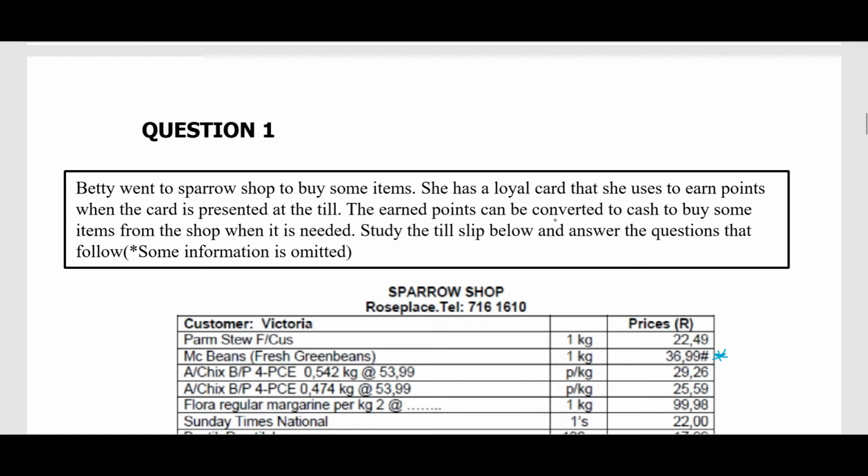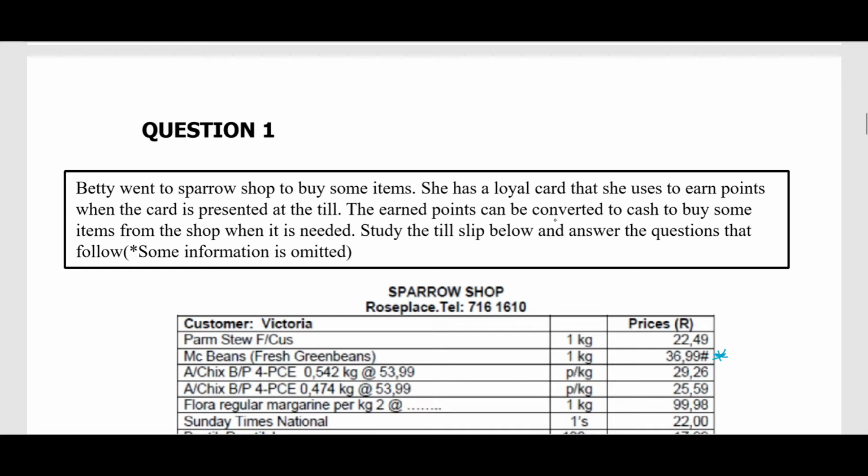So now we have a question here, which is question 1, but it's not question 1 from the question paper which it has been extracted from. So it's question 1 for the case of our question. Here it says Betty went to a shop. Which shop? Betty went to Sparrow shop to buy some items, right? And then she had a loyalty card that she uses to earn points when presented at the till.